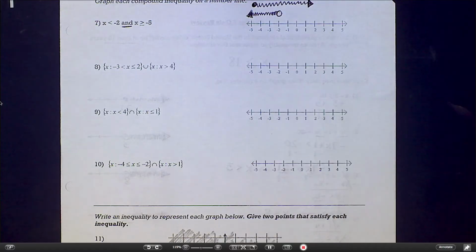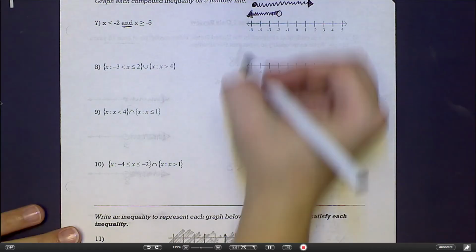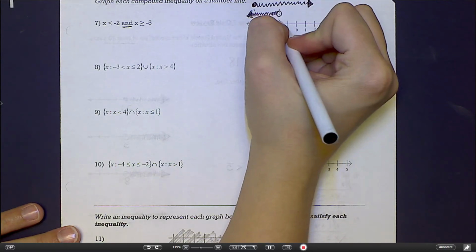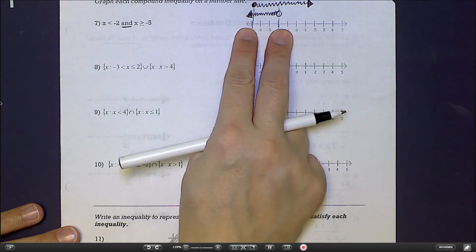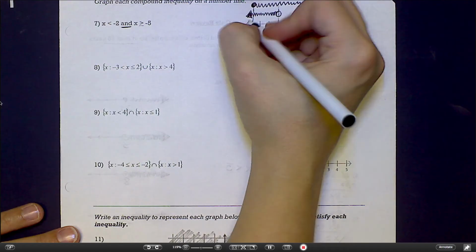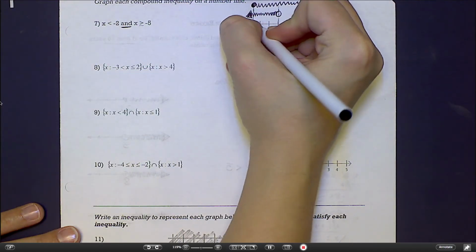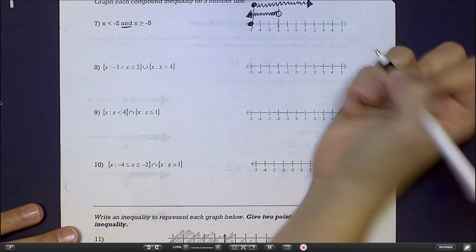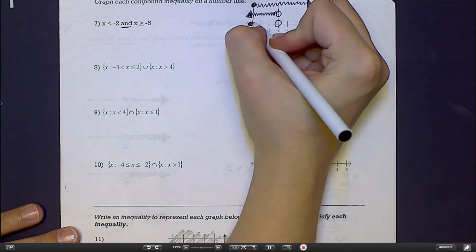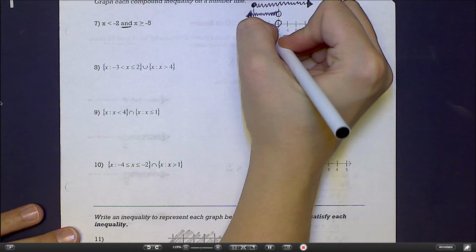What I'm really interested in, though, is this section that they overlap. So from here to here. Okay, these two sections, or these two points in between those two, is where I have double shading up above. So for my final answer on the number line itself, I'm going to put a closed circle at -5, an open circle at -2, and I'm going to shade everything in between.